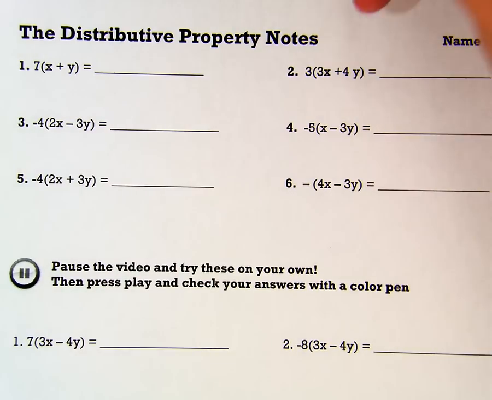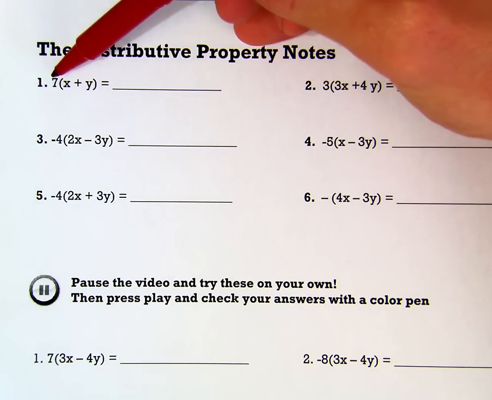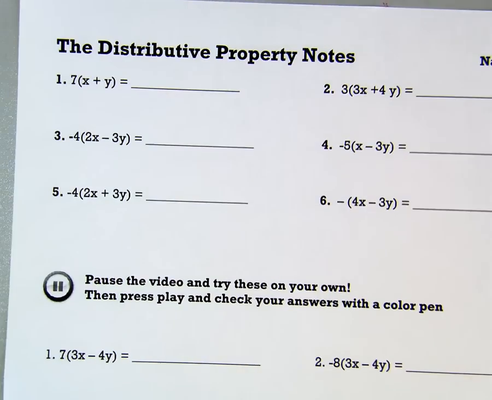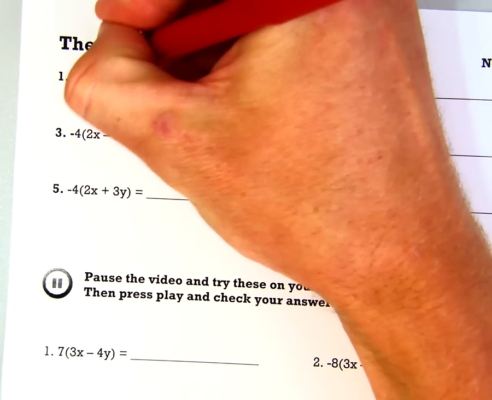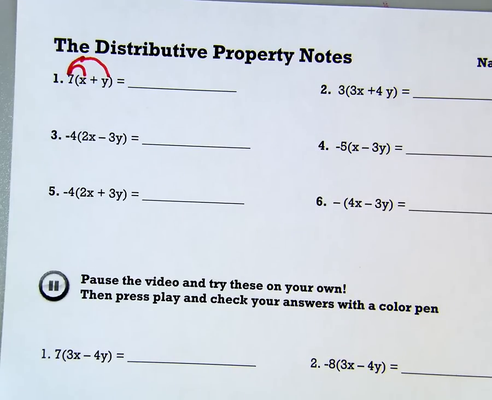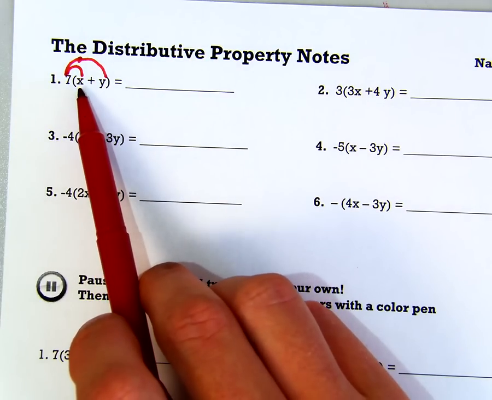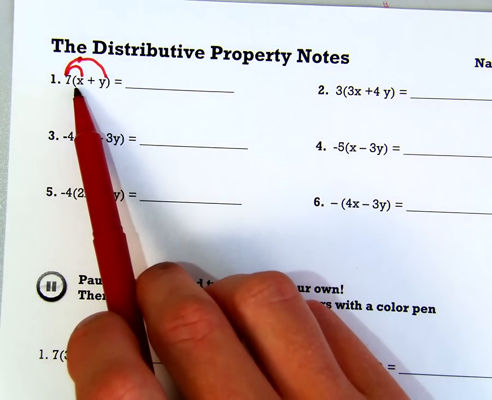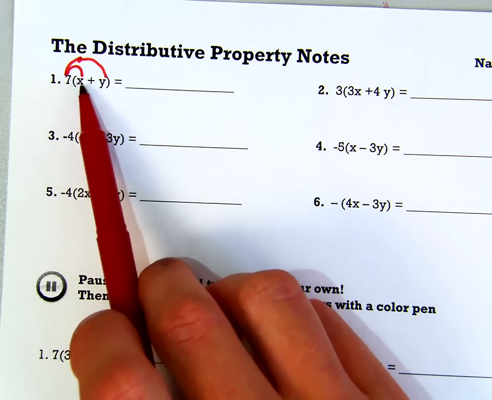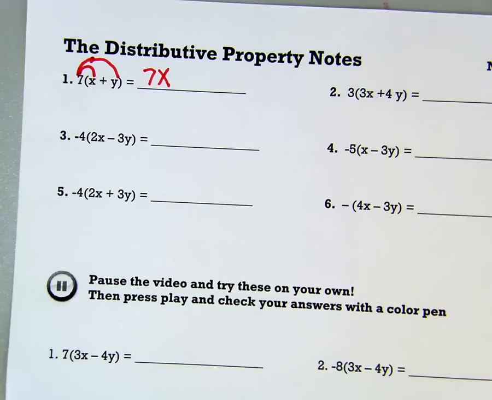Okay? So if we look at number one, the first one here, we have 7 times x plus y. There's nothing in front of that 7, so we know that's a positive 7. We're going to multiply it by each item inside the parentheses. I'm drawing little lines there just to remind myself. So I have 7, and I'm going to multiply that by x. There's nothing in front of the x, so I know it's positive also. So 7 times x gives me an answer of 7x.